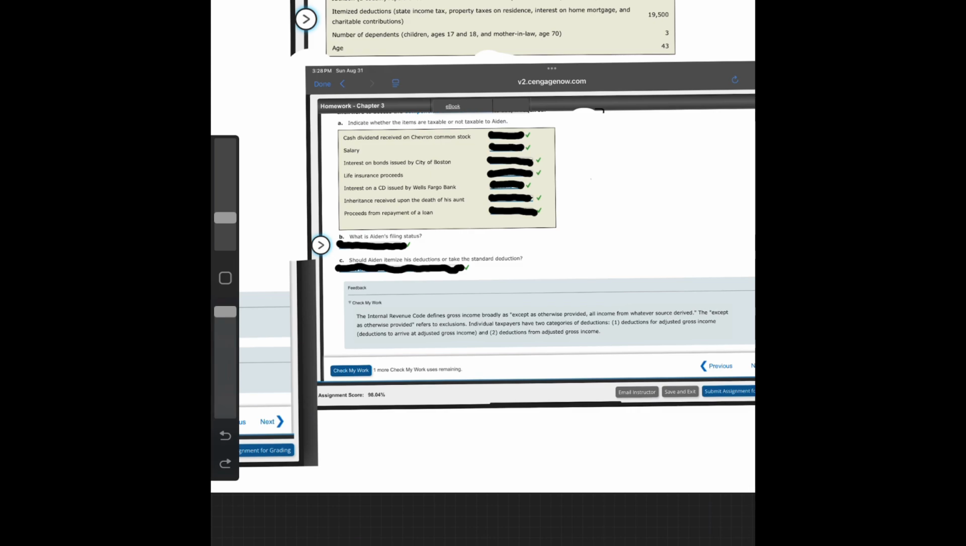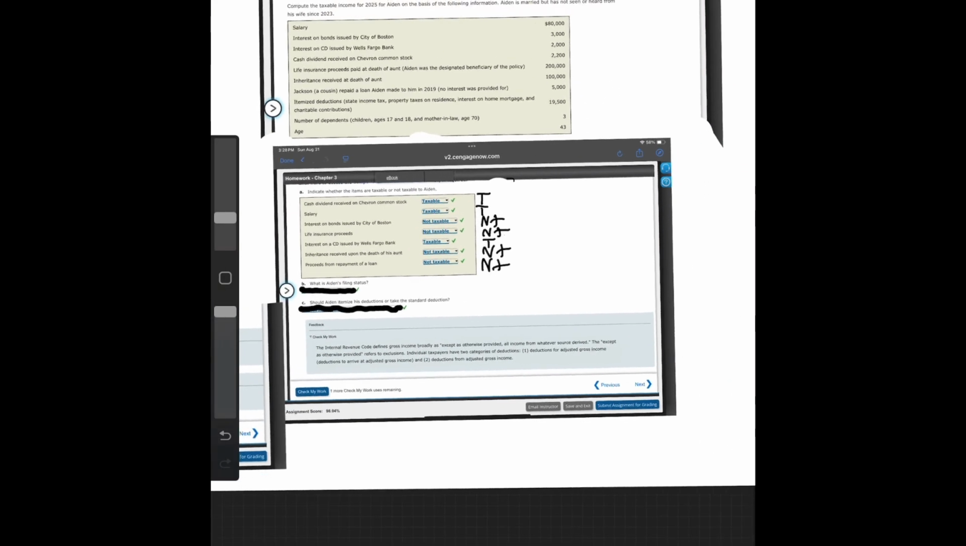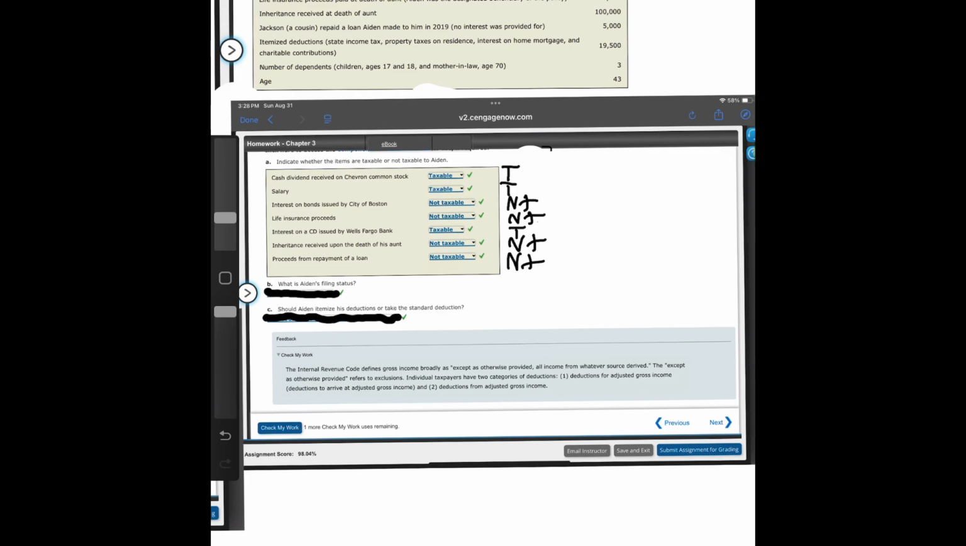Cash dividend received on Chevron common stock, that is taxable. Salary is obviously taxable. Interest on bonds, that's not taxable. Life insurance proceeds, not taxable. Interest on a CD, that's taxable. Inheritance received, not taxable. And proceeds for repayment of a loan, not taxable. Okay, so that's what we have right here. So just these three are taxable.